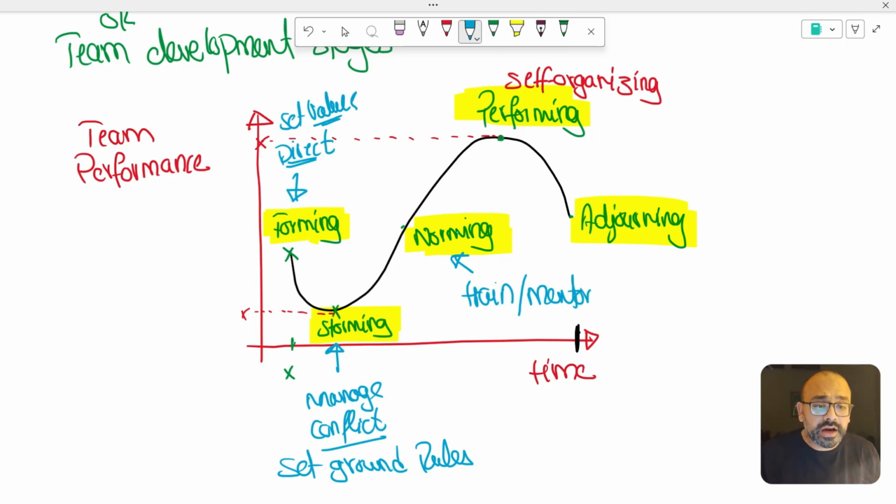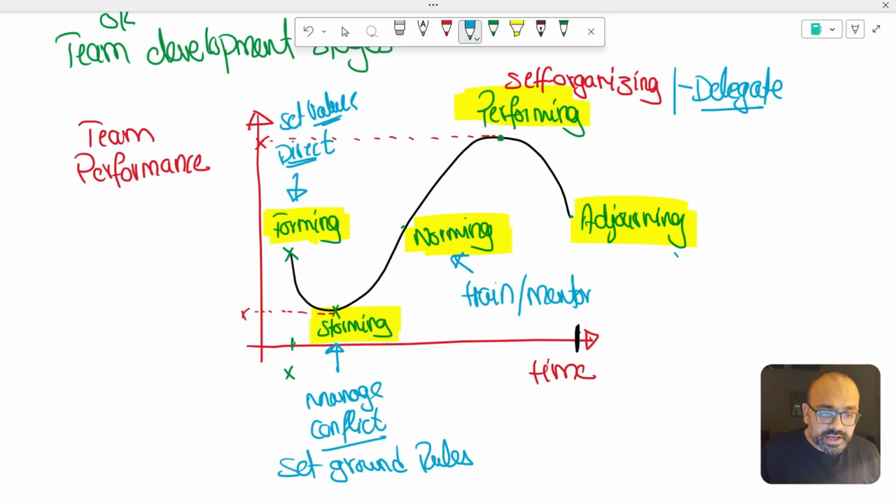And when they are at the self-organizing stage, performing stage, you just delegate tasks. Delegation of tasks means you let the team take the decisions, you empower your team members, leave the work up to them. Because they are self-organizing, they know how to manage their work.